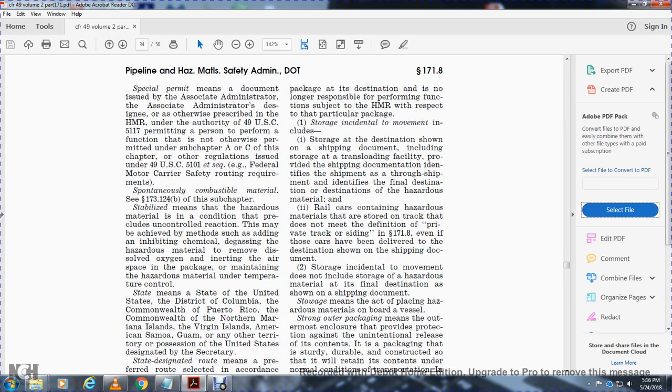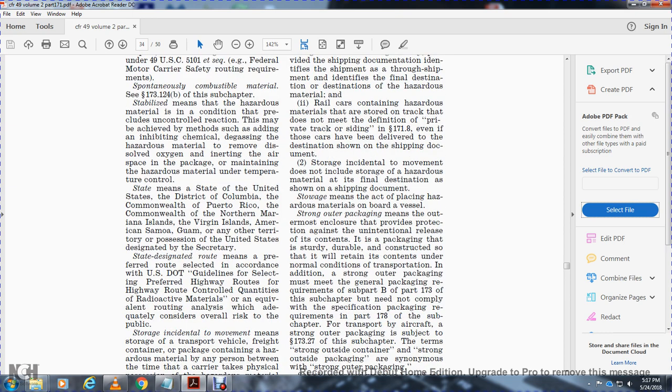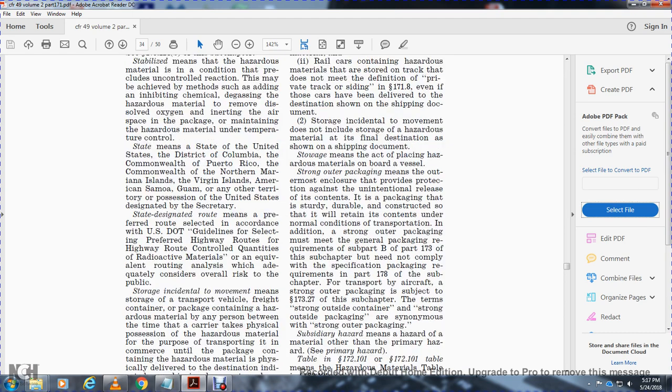State means a state of the United States, the District of Columbia, the Commonwealth of Puerto Rico, the Commonwealth of the Northern Mariana Islands, the Virgin Islands, American Samoa, Guam, or any other territory or possession of the United States designated by the Secretary of State. State-designated route means a preferred route selected in accordance with the U.S. DOT regulation and DOT guidelines, selected as a preferred highway route for the highway route controlled quantity of radioactive material, with routing analysis adequately considering the overall risk to the public.